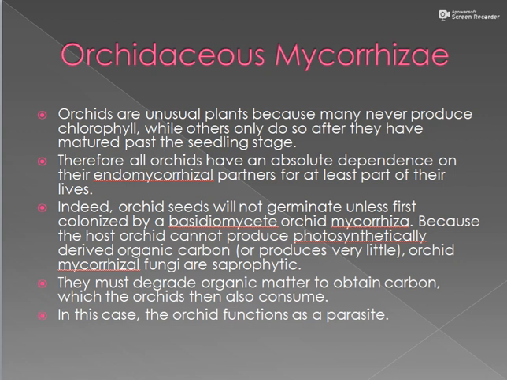So the basidiomycete orchid mycorrhiza also cannot photosynthesize. So what will it do? It will act as a saprophyte, and it will take organic matter from the substrates on which it grows. It will degrade the organic matter to obtain carbon, and orchids will also get it with the help of the mycorrhiza. So in this case, the orchid is in fact acting as a parasite because it depends upon the mycorrhiza for its carbon source.